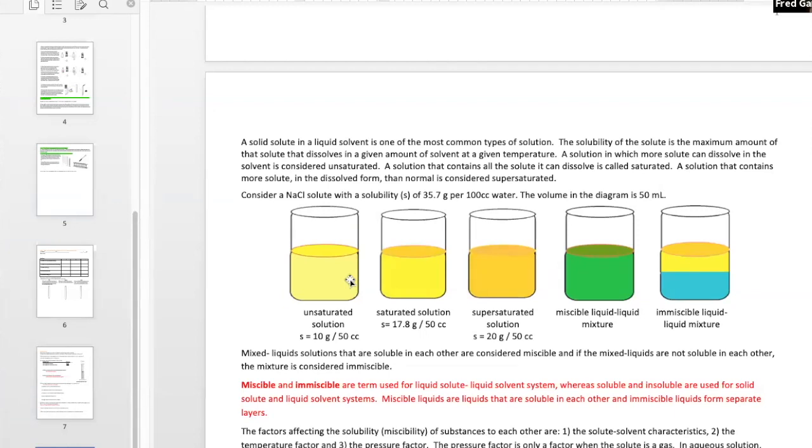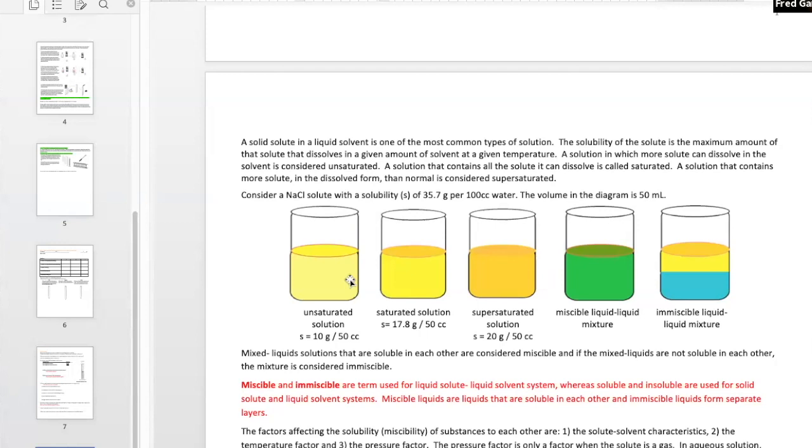But know the difference between unsaturated, saturated, and supersaturated. A good analogy is a classroom. It's got 24 seats. There's 24 seats. I'm teaching a chemistry class and there's only 10 students. That's unsaturated because the class can still fit 14 students. 24 seats, 10 in the class, 14 students can still fit in. So it's unsaturated.